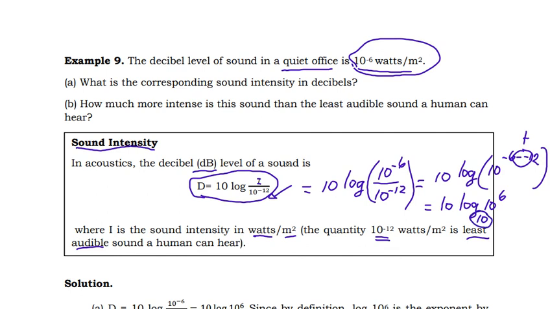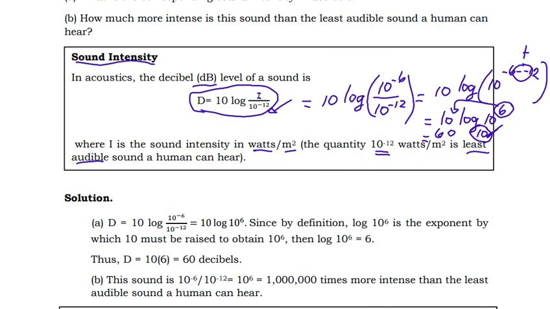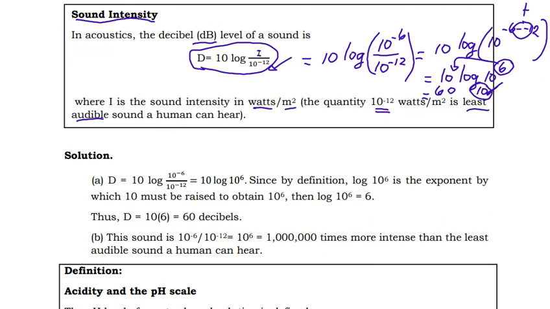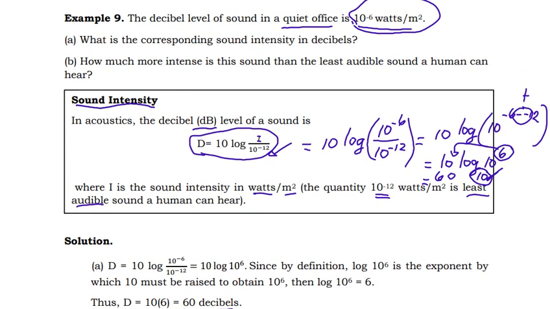We know that the base here is 10 because there is no base, it means that it is the common log. So this is 1, the numerical coefficient, and this is the exponent. That is 10 times 6, and therefore we've got 60 decibels. So it means 10 to the power of negative 6 watts per square meter is converted into 60 decibels.